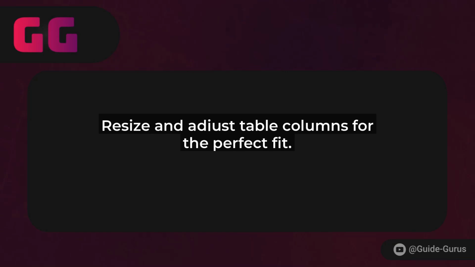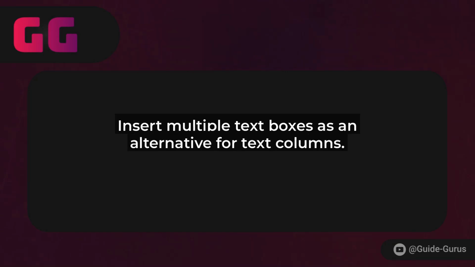If you're dealing with text specifically, another method is to insert multiple text boxes. Go to Insert again, select Text Box, and add as many as you need side by side. Then, arrange them by dragging them into position and aligning them using the guides that appear.